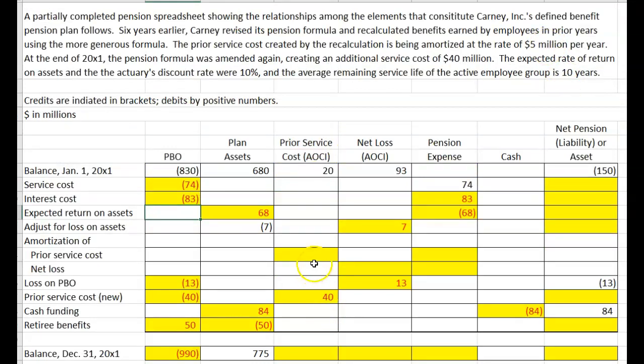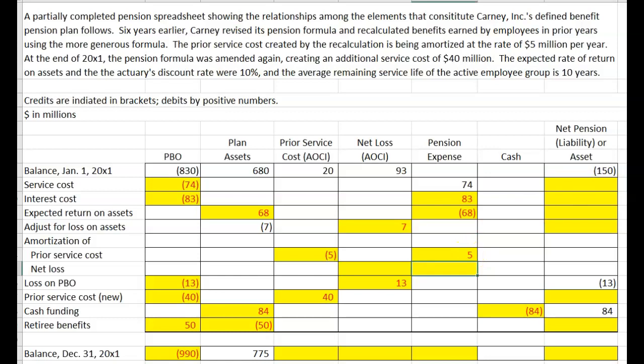So to finish this column, all we have to do is credit the prior service cost with $5 million, and that amortization will also increase the pension expense. So please write your debits and credits of the $5 million in the two columns, and then start the video again to check your work. So a $5 million credit to the prior service cost AOCI and a $5 million debit to pension expense.